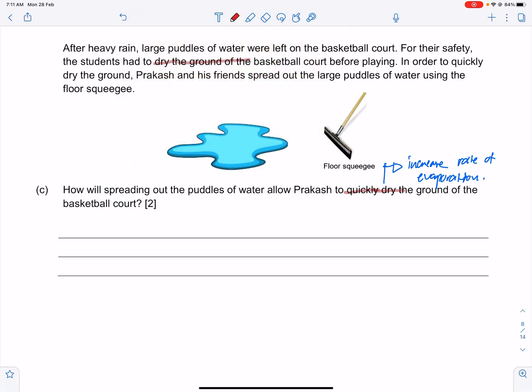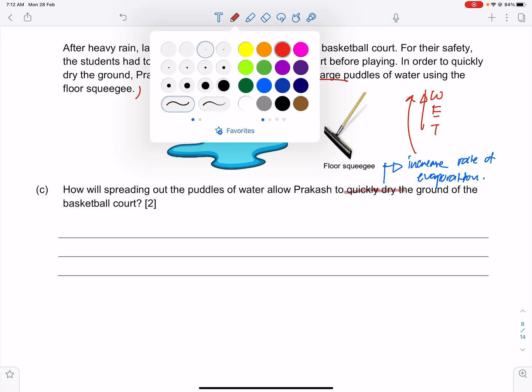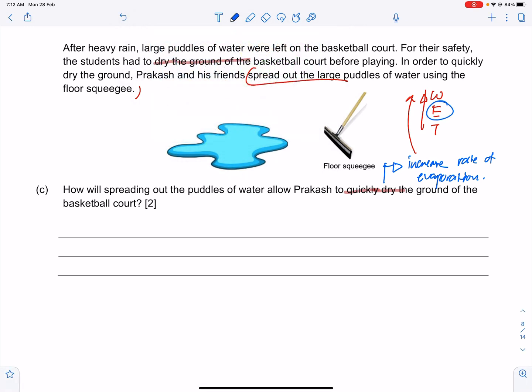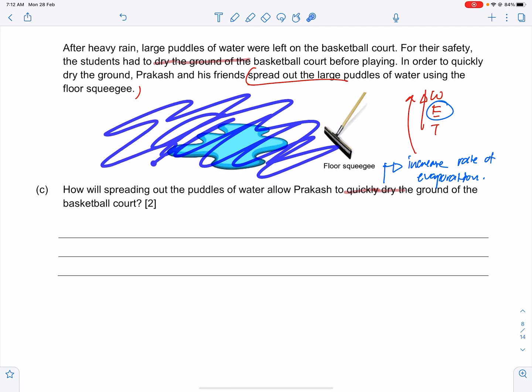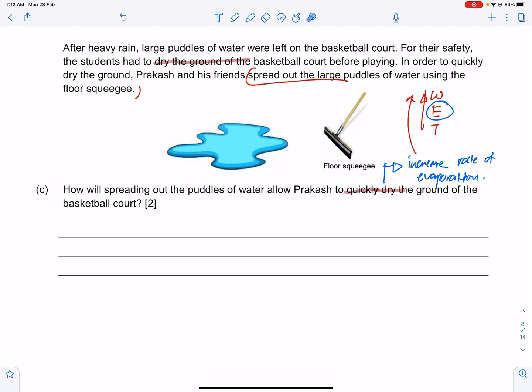So right off the bat, when I'm doing this question, I will think of my WET, factors affecting rate of evaporation. An increase in any one of these would actually help me increase the rate of evaporation. So then I'm supposed to think, how does using a squeegee, which spreads out the large puddles of water, which factor is it actually increasing? And my answer in this case would be my exposed surface area, right? Because when you spread it out, it becomes thinner and it occupies a larger surface area. This would then increase rate of evaporation, allowing the court to dry faster.